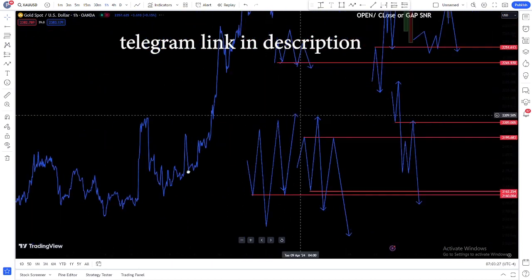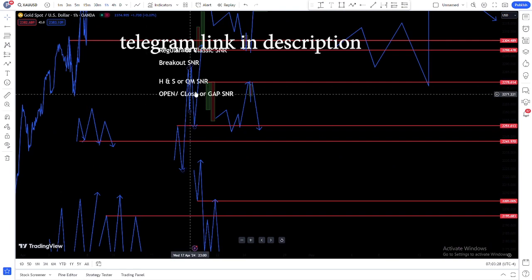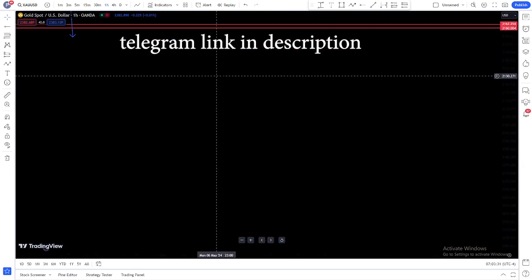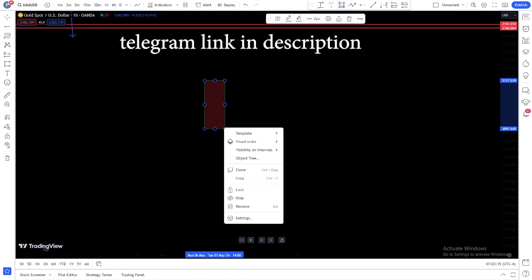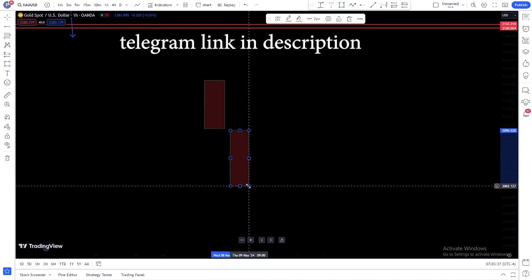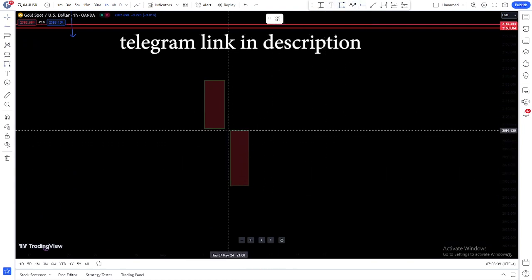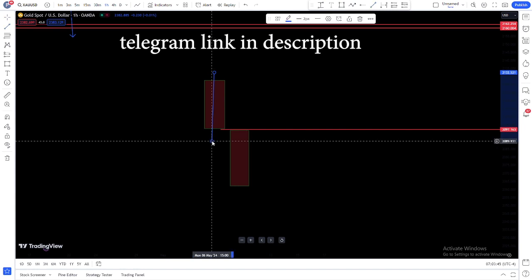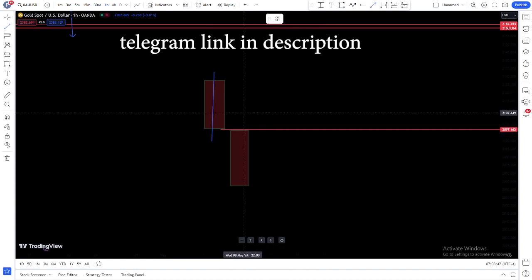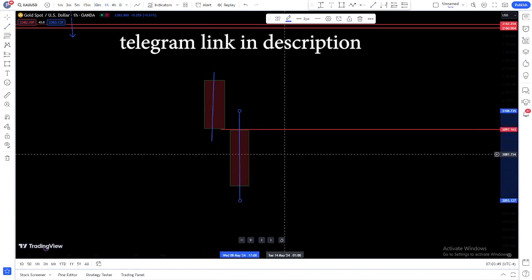Now we are going to talk about open and close. Open and close is when we have two same color candles, like this is the red candle, and we are going to see another red candle here. This is the gap also, we are calling it. So this is the close and this is the open of this candle, right? So what we are going to expect once we see the market come back to this level is a down move.